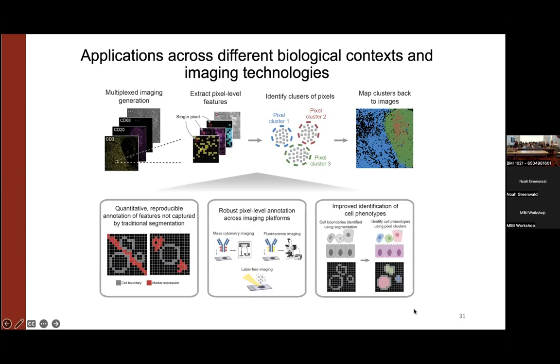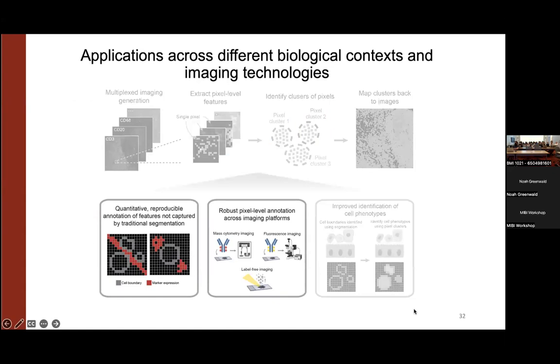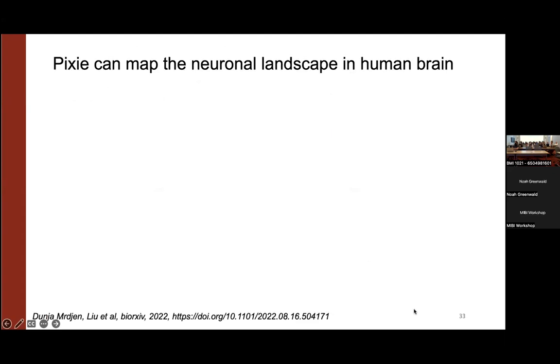Okay, so that was the full pipeline, and now I'll talk a little bit more about how we use pixel clustering across different biological contexts and across different imaging technologies. In this first example, we use Pixie to map the full neural landscape in human brain. In brain MIBI images, it has historically been very difficult to use traditional segmentation methods or object detection methods because neurons are so weirdly shaped and have weird spatial conformations. You can have neurons coming at you in the Z direction and also intertwining with other cells. So it is traditionally very difficult to identify these objects.